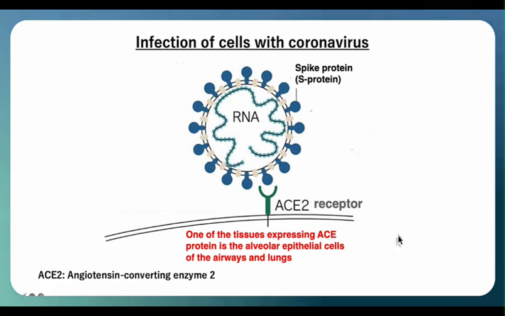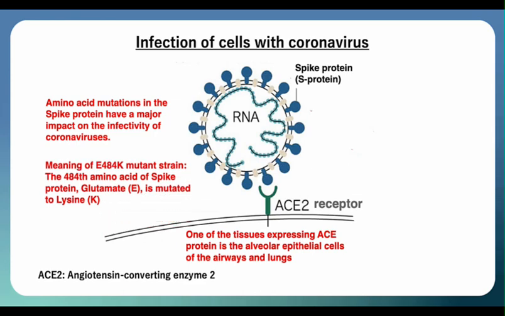Amino acid mutations in the spike protein have a major impact on the infectivity of coronaviruses. For this reason, coronavirus mutations are often described with a focus on amino acid mutations in the spike protein. For example, when a strain is described as an E484K mutant, it means that the 484th amino acid of the spike protein, glutamic acid, E, has been mutated to lysine, K.